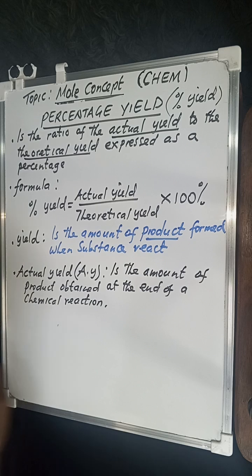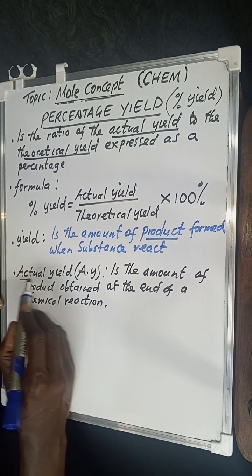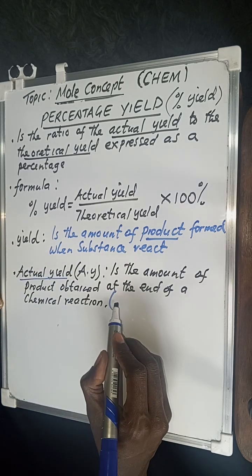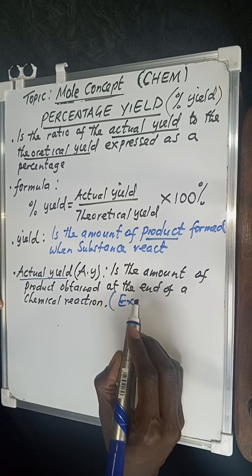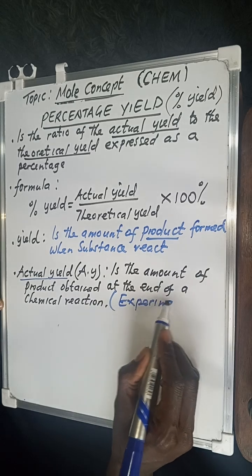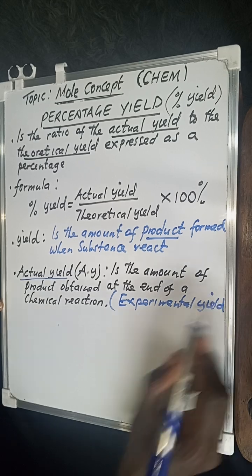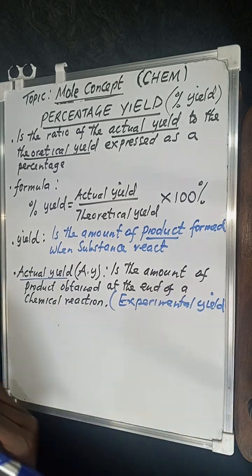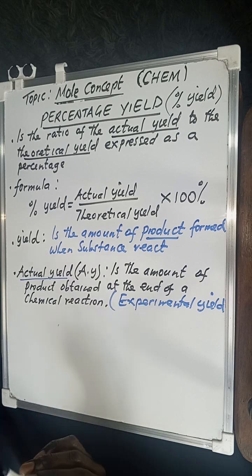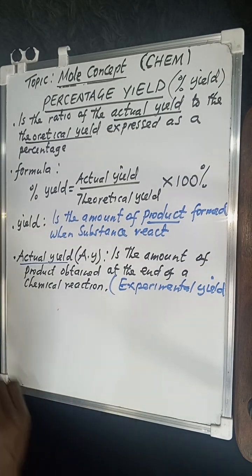But of course, let me wind up with this one. Sometimes the actual yield is also known as the experimental yield. So we call it sometimes experimental yield. Why? Because it is what we get from an experiment when we do it experimentally. So we call it experimental yield.